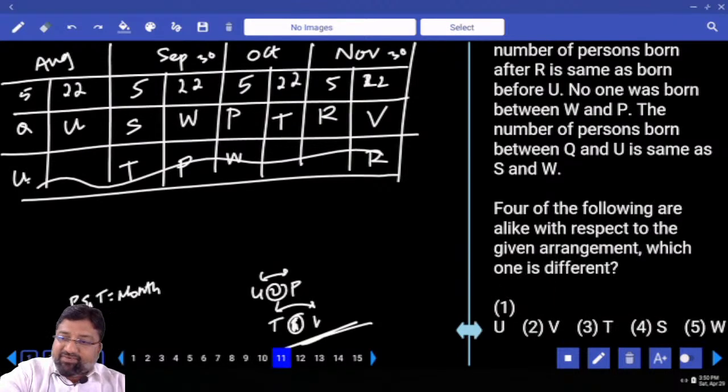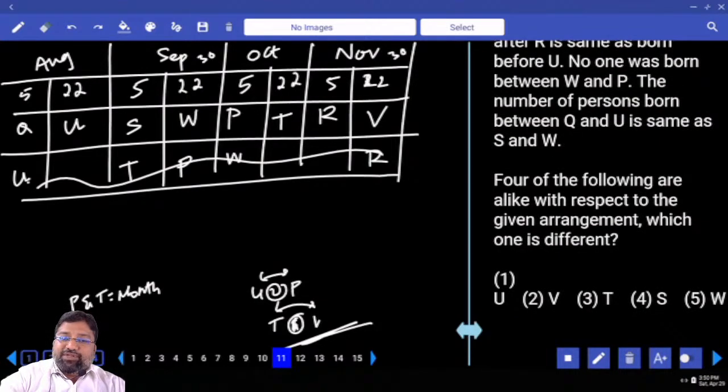Next, 11th. Four out of the following five are alike in a certain way. U is born in August. V is born in November. T is born in October. Next, S is born in September. W is born in September.